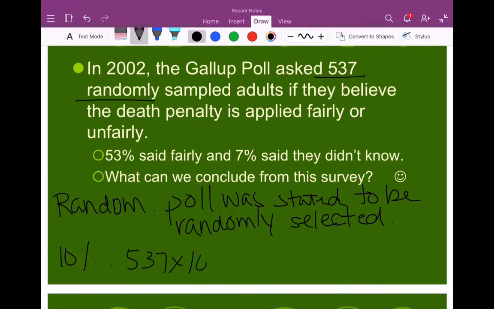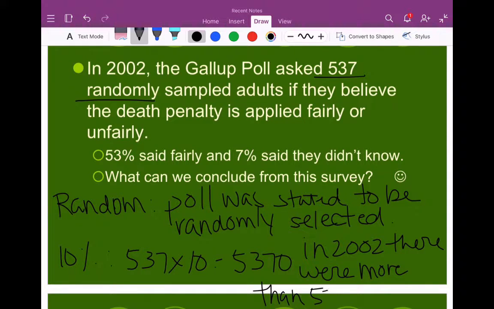537 times 10 is 5,370. It's safe to assume that in 2002, there were more than 5,370 U.S. adults. The last condition that we need to check is our success-fail condition.